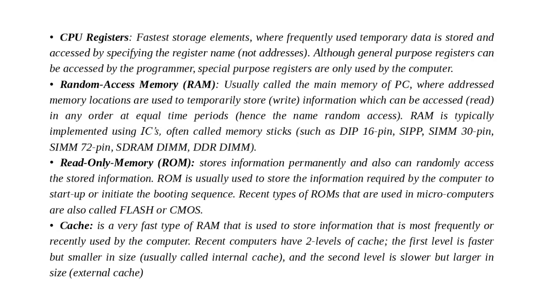So memory, and their RAM, random access memory, usually called the main memory of a PC, where addressed memory locations are used to temporarily store or write information, which can be accessed, read at any time at equal time periods, hence the name random access. Random access memory, RAM, is typically implemented using ICs often called memory sticks, such as DIP, 60 pin SIPP, SIMM 30 pin, different types of examples of RAM.